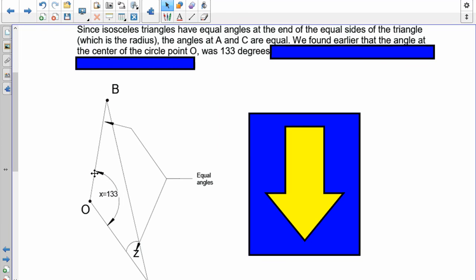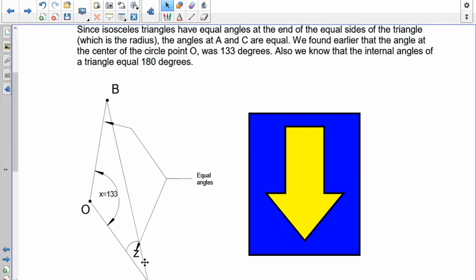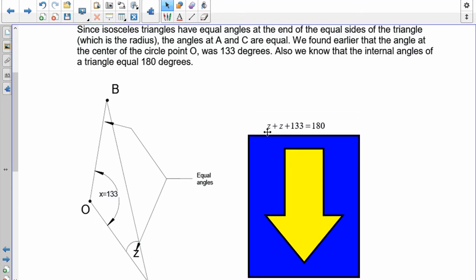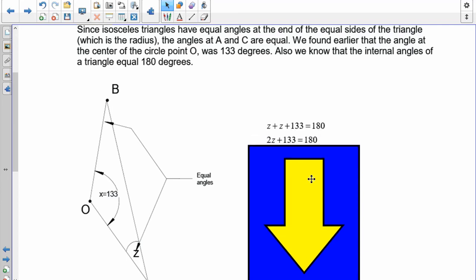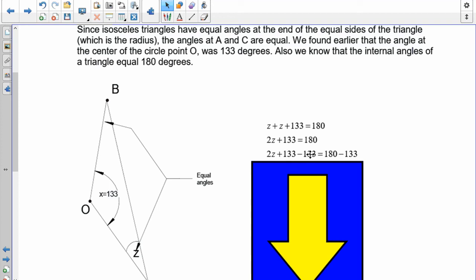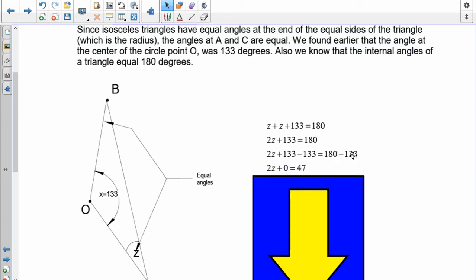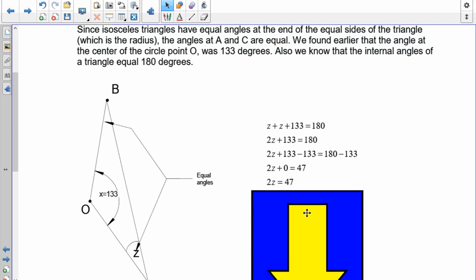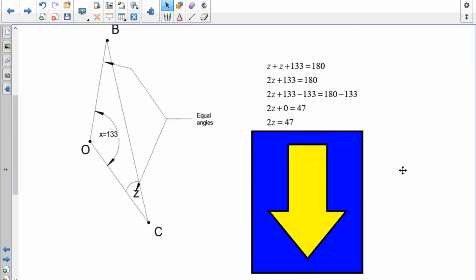Now, 133 degrees there and two similar angles means that since this angle and this angle are equal, I can use the fact that they're equal to solve it because I know the internal angles of a triangle have to equal 180 degrees. So here we go. I know that z plus z plus the 133 has to equal 180. So 2z plus 133 equals 180. I'm going to subtract 133 from each side. Now, that means positive 133 and negative 133 are going to give me 0. And 180 take away 133 is 47. So 2z is equal to 47.